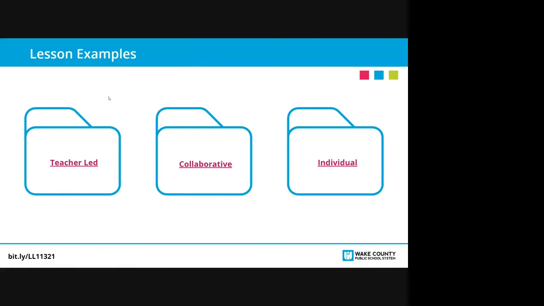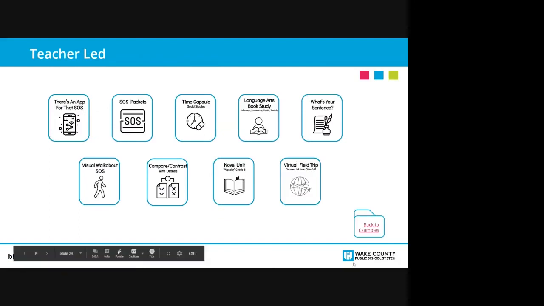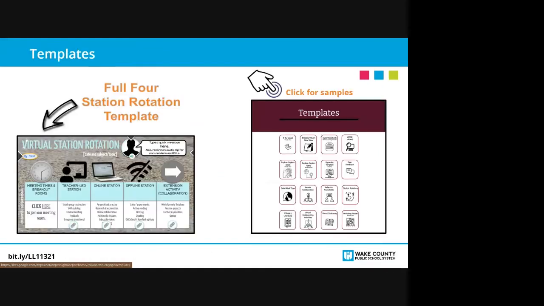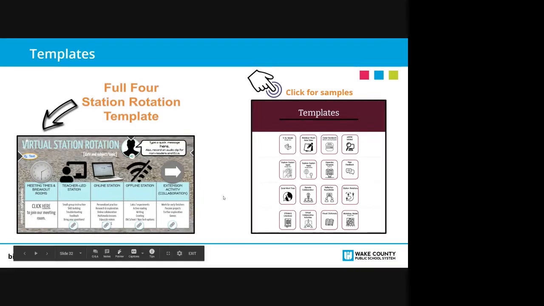The one thing to keep in mind when you're navigating this slide: when you click on one of the folders, in order to get back to the folders, you're going to click in the bottom right corner to head back to the examples. So you will toggle back and forth between those slides for those 3 areas of lesson examples. And then on the next slide, we have some templates for you. These are blank. You've seen the examples of how they're done. Now here are some blank templates for you to fill in.